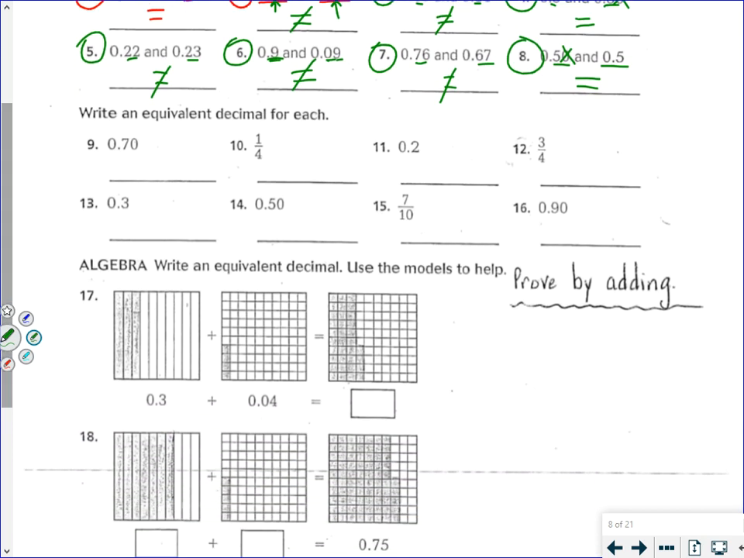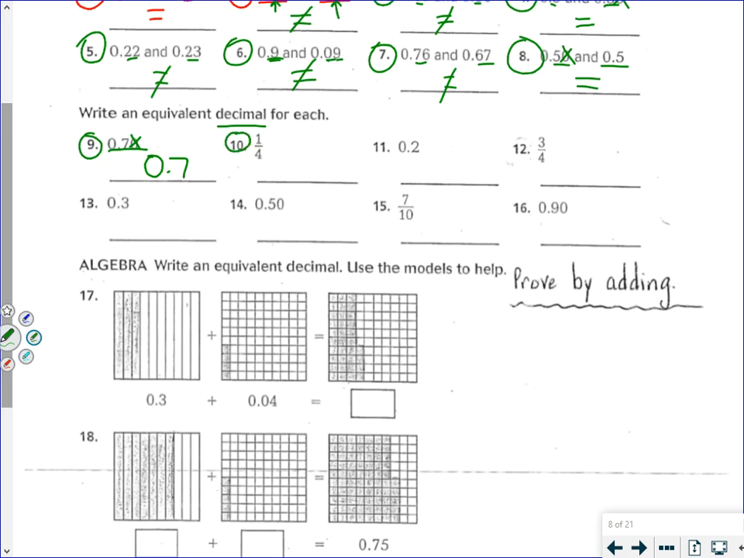All right, now we need to write an equivalent decimal for each now. Okay, so this is where we are going to have to find an equal decimal. Let's try number 9 here together. So we have 0.70. We can just cross that off. 0.7 is 1.